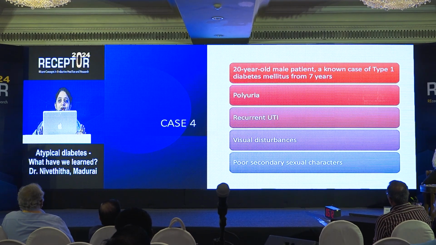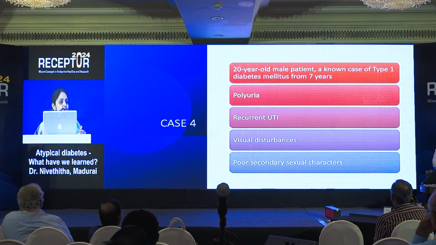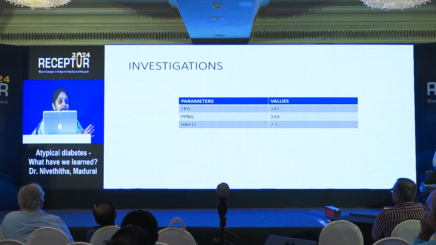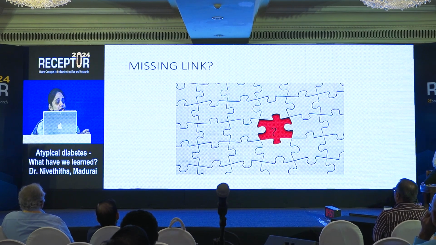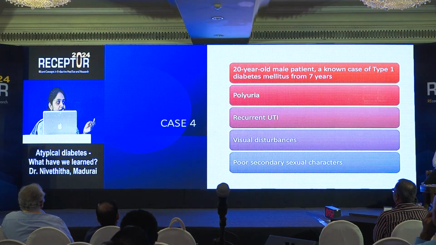Type 1 diabetes for 13 years with all these symptoms. We will tell them that they have to control their sugars because they might have uncontrolled sugars, but on the contrary, HbA1c is 7.5, an average control. So what is the missing link here? What are we missing in this patient? One thing is this polyuria, recurrent UTI, visual disturbance, and poor secondary sexual characters.